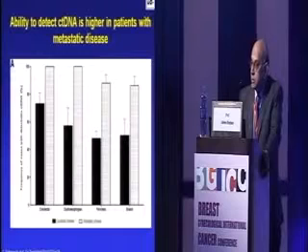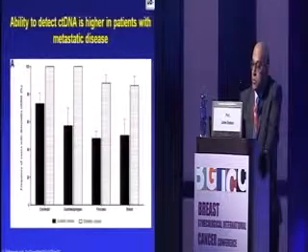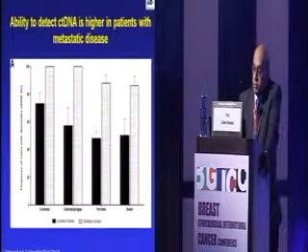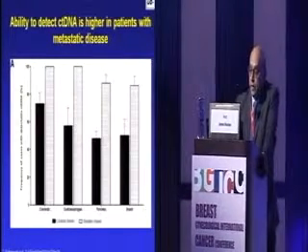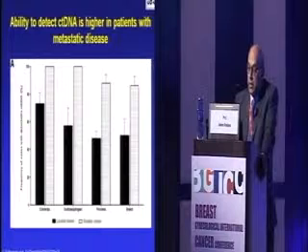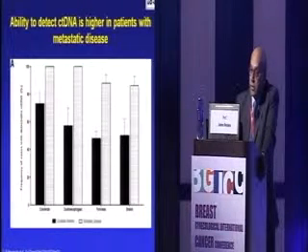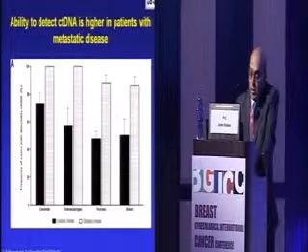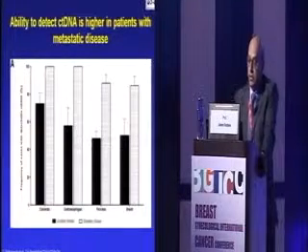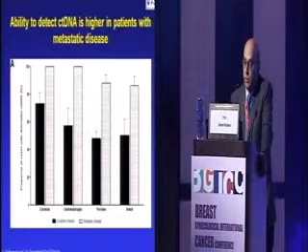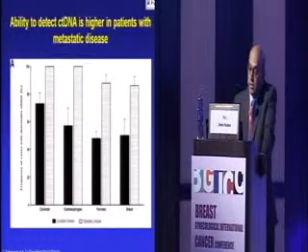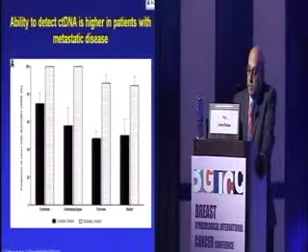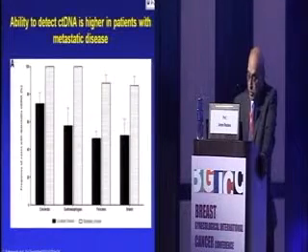The ability to detect cell-free DNA also is high in patients with metastatic disease. Here are 4 representative cancers: colorectal, esophageal, pancreatic, and breast cancer. And the dark blocks or the histograms are patients with a localized disease versus the clear bars which show patients with metastatic disease. And in each case, you can see that the metastatic patients are more likely to have circulating DNA that's tumor-associated.